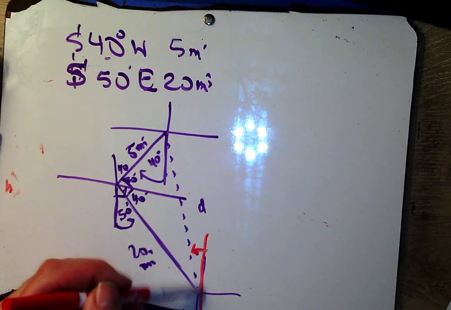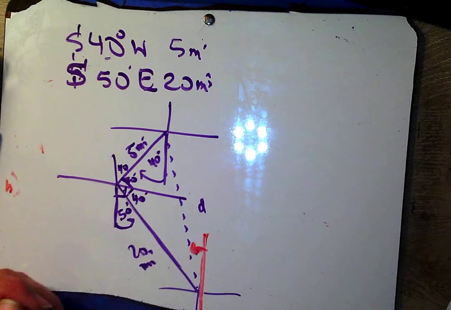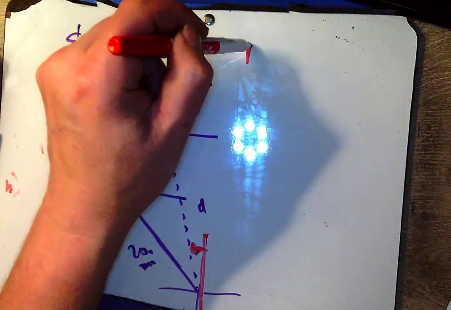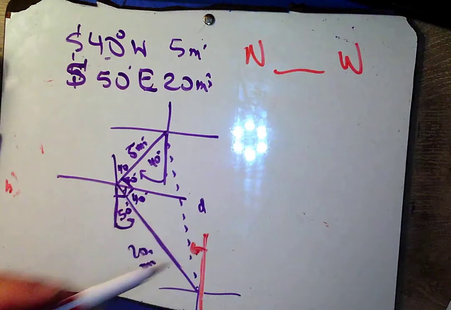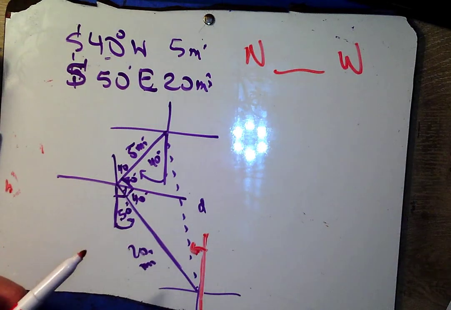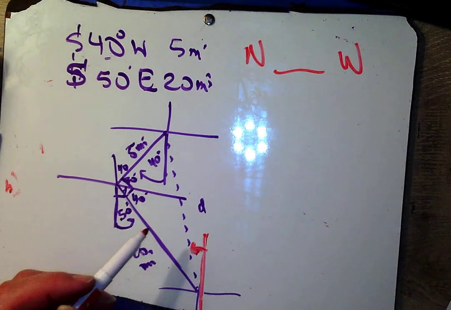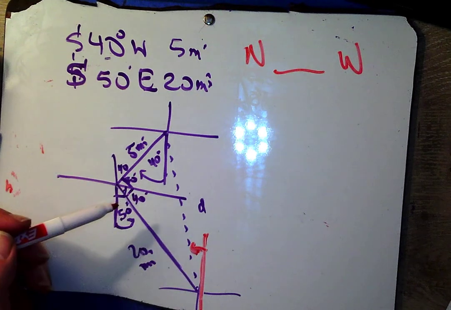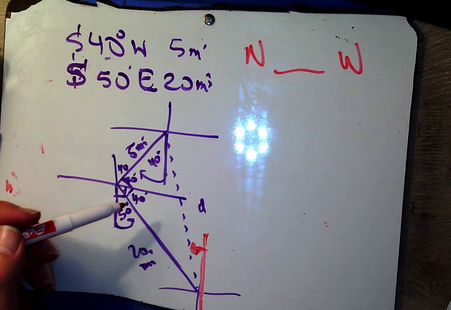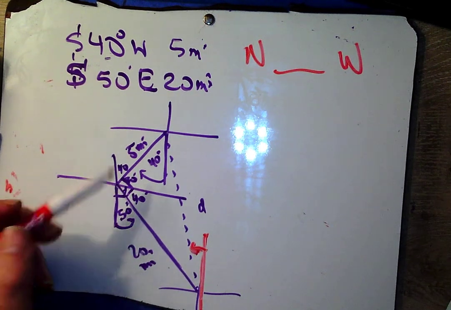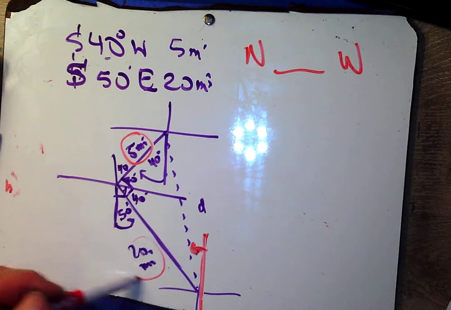But I'm much more interested to know on what bearing do I need to go to get home. I'm going to head north and then something west. Okay, north, something west. Well, let's find out. This is the angle I want to find. And what do I know? Well, I know that I've got this side and this side.